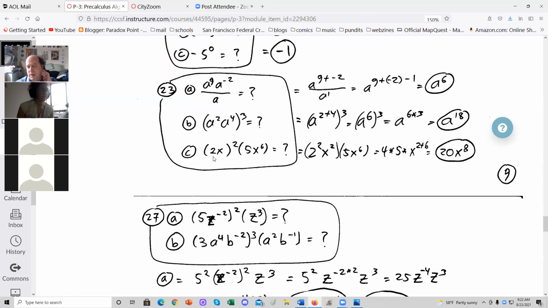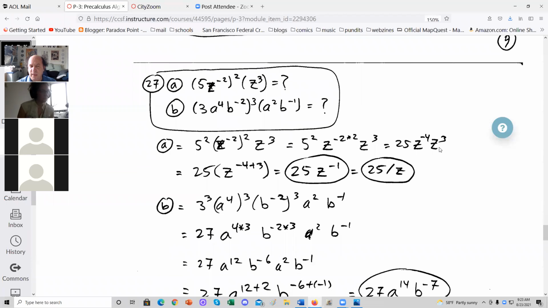Here we have 2x to the second times 5x to the 6th. What's that? Okay, first thing we do is distribute the second power over the 2 and the x. 2 to the second, x to the second, times 5x to the 6th. Okay, 2 to the second is 4. Here's a 5. X to the second times x to the 6 is x to the 2 plus 6. So 4 times 5, that's 20. 2 plus 6 is 8. Result is 20x to the 8th.